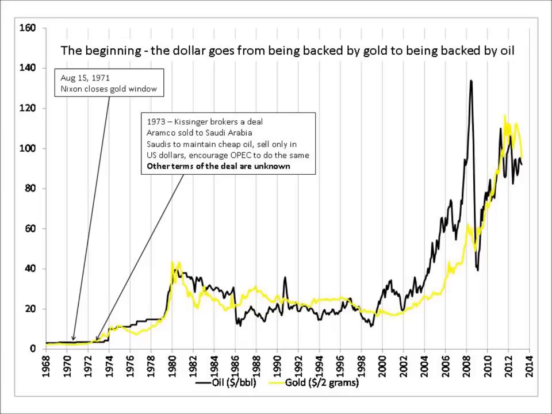There were other aspects of the deal that were not disclosed, but it is highly likely, given Saudi's history of demanding gold in payment, that the U.S. guaranteed Saudi Arabia that they would continue to be able to receive gold in return for their oil.